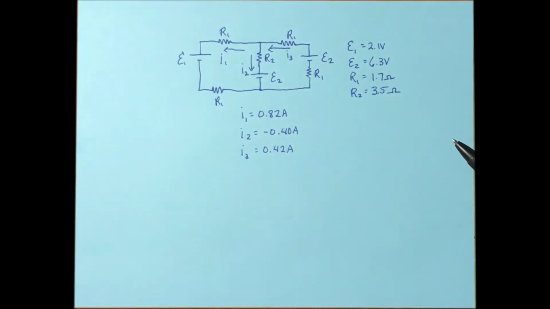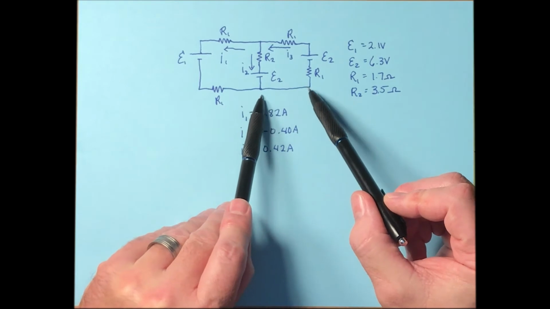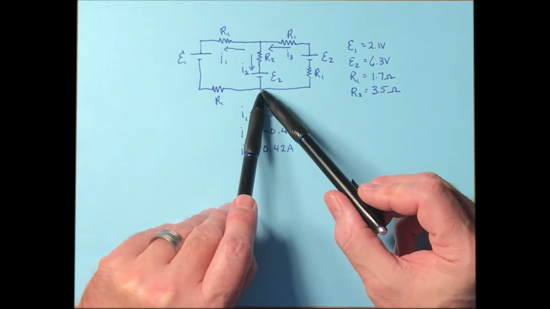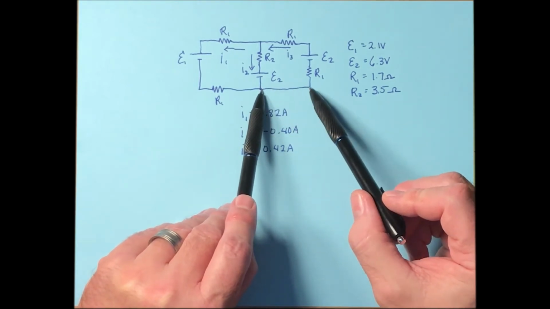Well, let's begin with the easy case. Let's say that the 2 points are right here. Those 2 points are connected together. Electrically speaking, those are the same point. So there is zero potential difference between those 2 points right there.